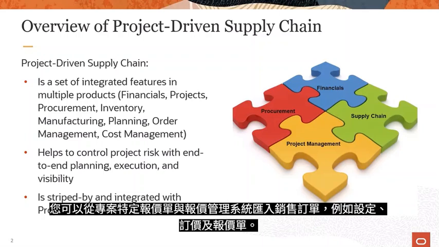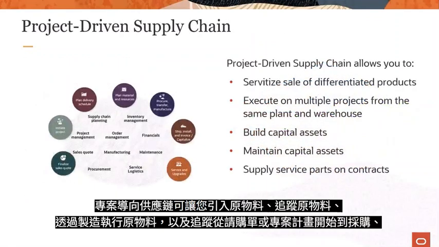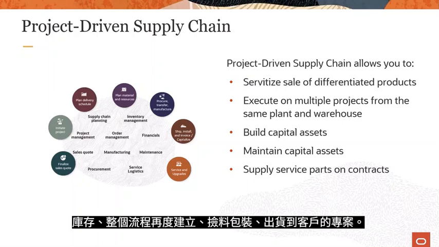You can import sales orders from project-specific quote in the quote management system, such as configure price and quote. So it allows you to have that holistic approach within the system. Project-driven supply chain allows you to bring in material, track material, run material through manufacturing, and track the project that it's associated to from the time it goes on a requisition or a project plan, through procurement, inventory, through the process of, again, building it, pick, packing, shipping it and landing it at the customer.